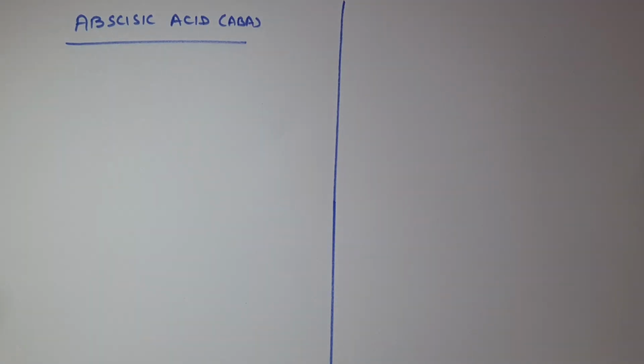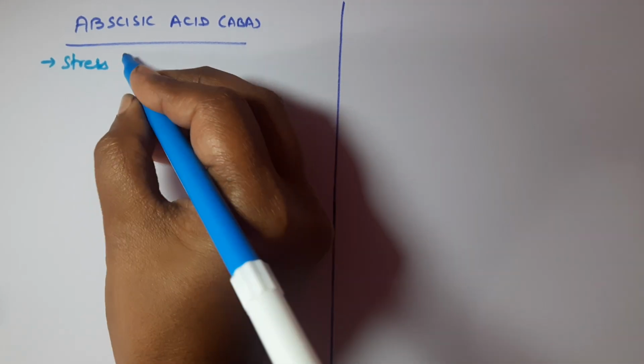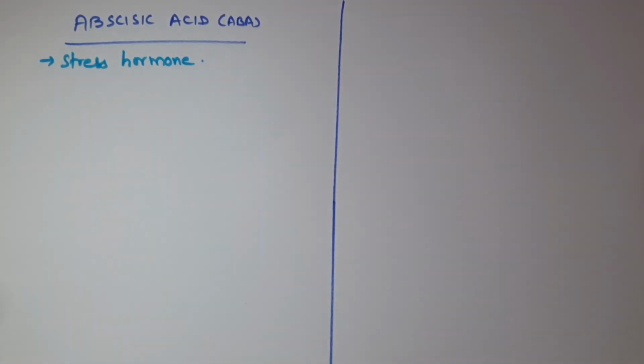Next we are going to talk about abscisic acid. This is also known as the stress hormone because it is produced in the plant under stress conditions. So if in the examination it is asked which is the stress hormone, then you have to write ABA, abscisic acid.